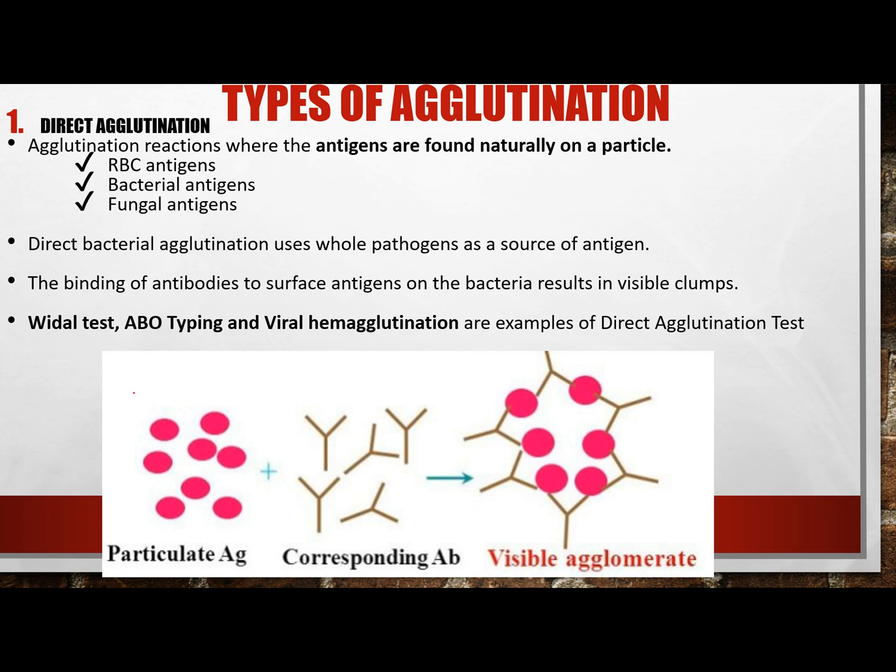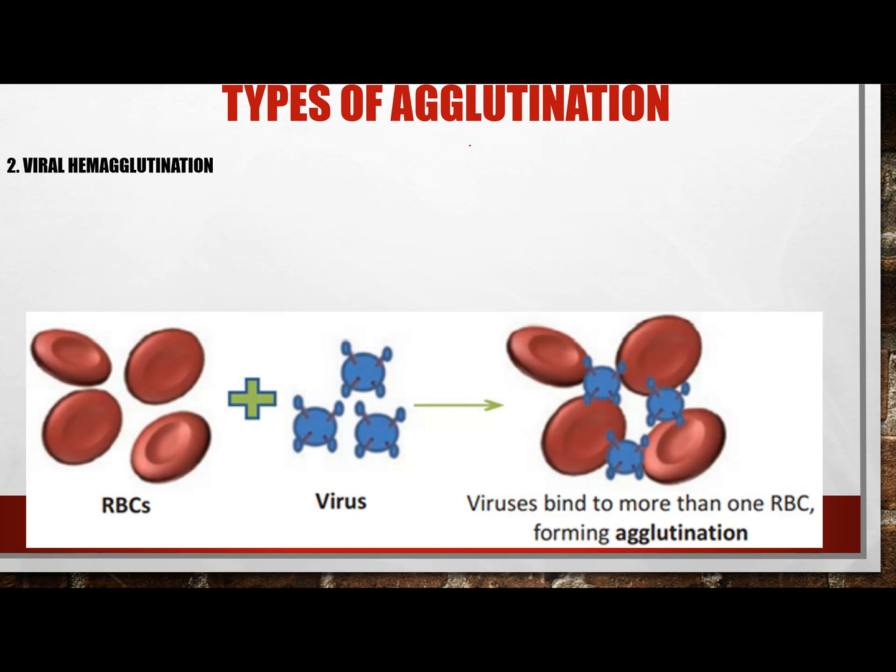To simplify this, class, here you have your bacteria. On the bacteria are the different receptors known as epitopes, and the antibodies will attach to these epitopes or receptors, and it would form a lattice, a visible agglutination. Simple as that. Particulate antigen plus antibody produces a visible agglutination. That's your direct agglutination. From the word direct, class, it's just between an antigen and an antibody to form an agglutination. Now let's go to another type, viral hemagglutination.